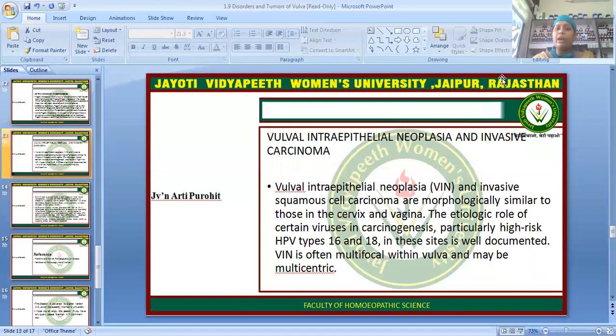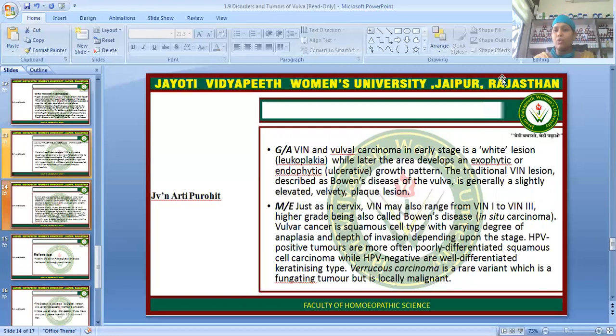Now, the vulval intraepithelial neoplasia and invasive carcinoma. Vulval intraepithelial neoplasia and invasive squamous cell carcinoma are morphologically similar to those in the cervix and vagina. The etiological role of certain viruses in carcinogenesis, particularly high-risk HPV type 16 and 18, in these sites is well documented. VIN is often multifocal within vulva and may be multicentric. General examination shows white lesions. This is called leukoplakia, white layer. The area develops an exophytic and endophytic growth pattern.